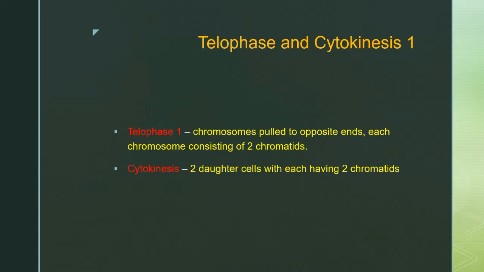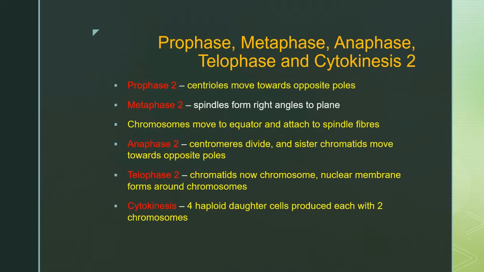So in telophase 1, chromosomes will be pulled to the opposite ends, each chromosome consisting of 2 chromatids. That's a key point. Cytokinesis is when 2 daughter cells each have 2 chromatids. Okay, so now we've gone through it once. You'll have 2 daughter cells with 2 chromatids. We haven't got to the point where we're at chromosomes yet, which is the difference between cytokinesis in meiosis and in mitosis. So you've got the same amount of daughter cells at this point, 2 daughter cells, but you've got chromatids still and not chromosomes. But then we go through it again.